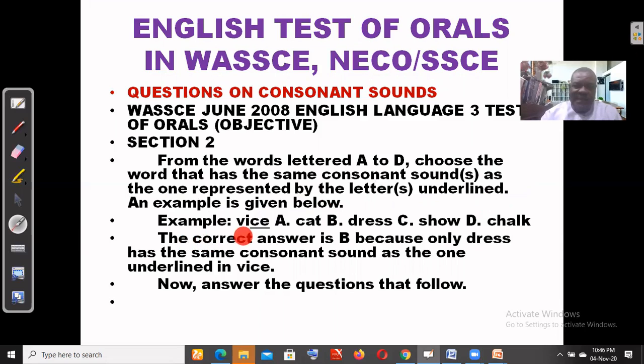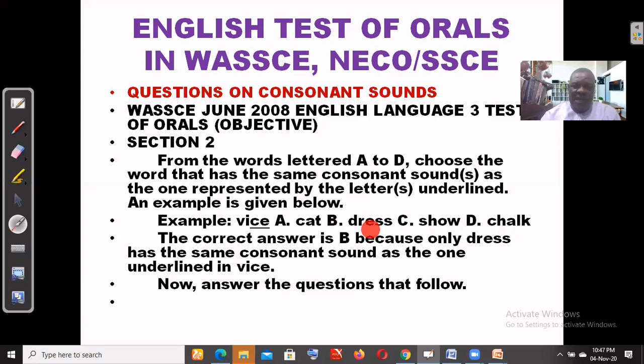We are given the word vice, and then we have options. Option A is cat. What is underlined is CE, which is S. These letters represent the sound S. Of course, we don't have the sound S in cat. Option B is dress. You can notice that we have the sound of S in dress. In C, we have show. There's no sound of S in show. In D, we have chalk, and there's no sound of S in chalk. So the answer is B, which is dress.